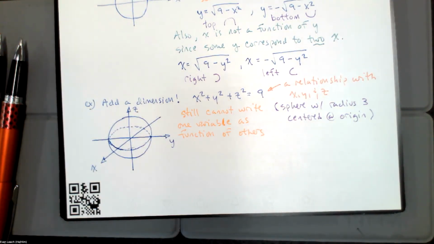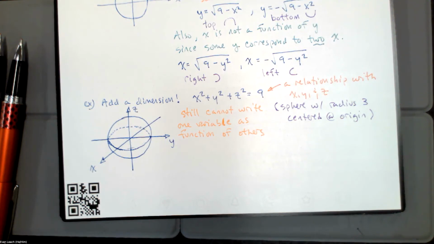So to give it some depth, we draw a waistline on our little circle. That makes it look like a sphere. We can imagine taking this circle in the YZ plane and spinning it around the y-axis, and that's going to produce a sphere.